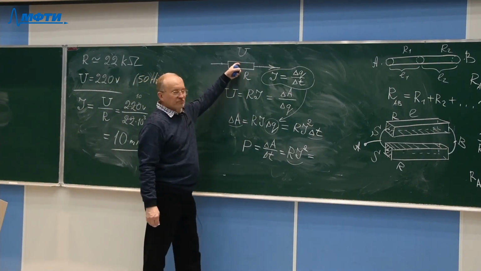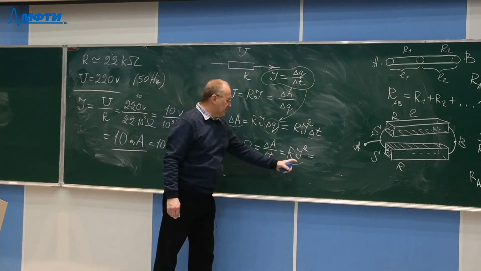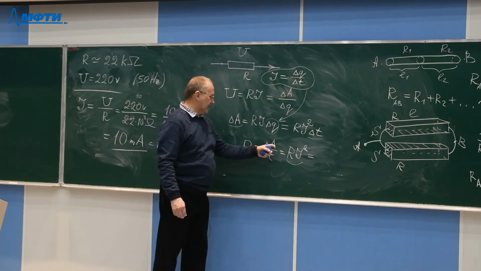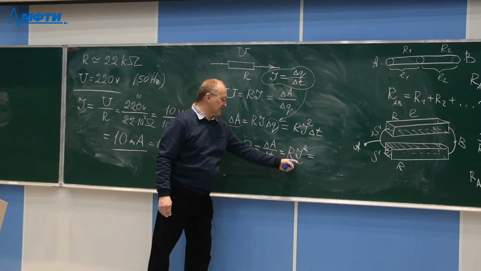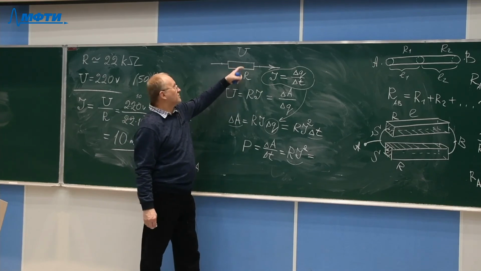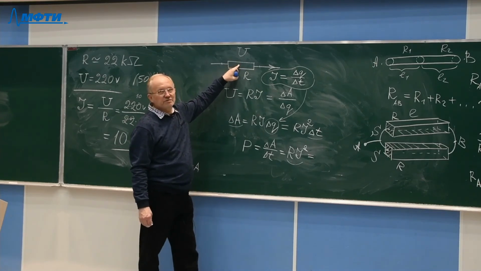So if we have an electric current I flowing through the resistor R, then this power will be released on this resistor. Where does this power, or where does this energy go? The power is the energy per unit time. It goes into heating the resistor, into increasing its temperature.